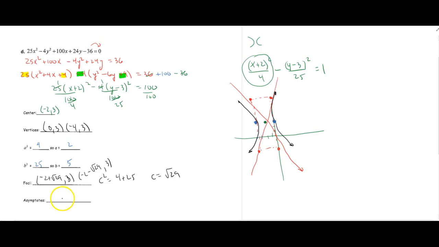And just to let you know, your asymptotes real quick would be y equals 5 halves x plus 8. That's one of them. And the other one is negative 5 halves x minus 2. All right. So go ahead and attempt the homework, and I apologize for the long video.